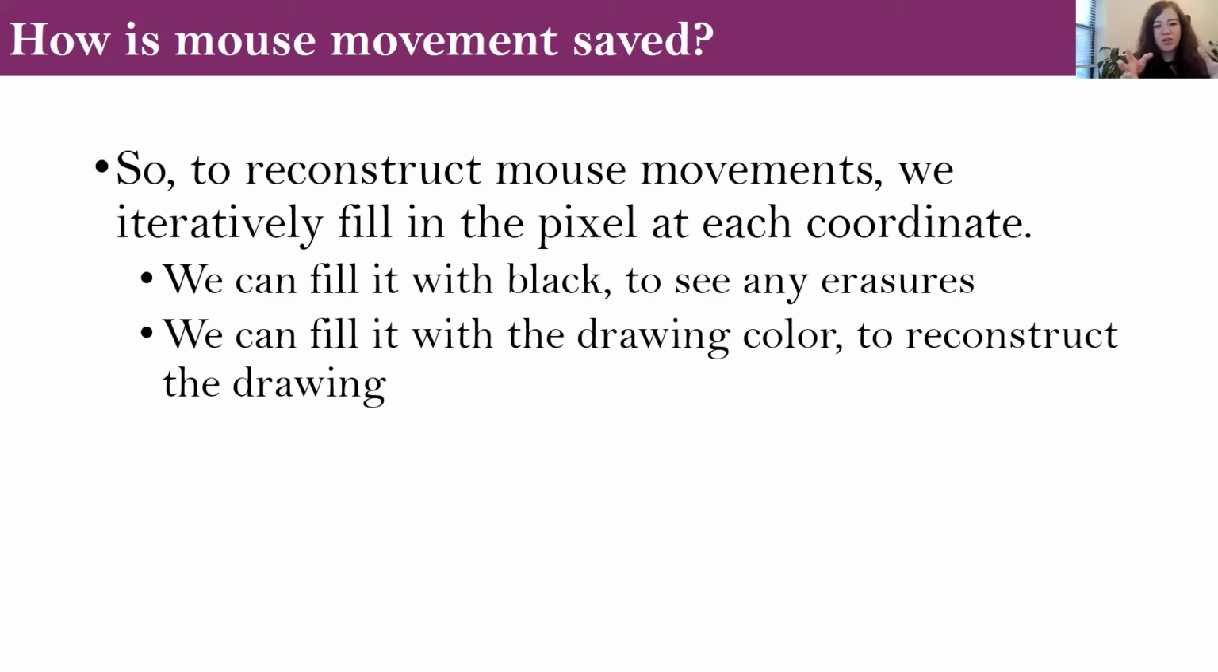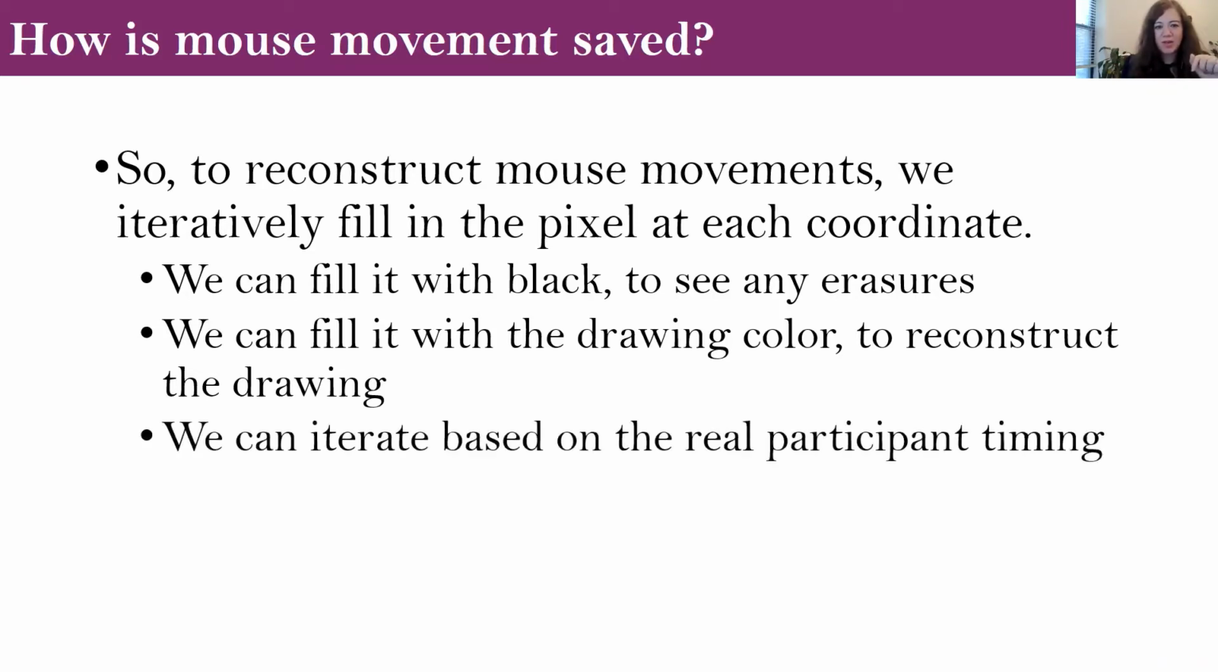Then when we reconstruct a video of someone's mouse movements, we can iterate in two different ways. We can iterate from coordinate to coordinate relatively rapidly or in sequence, or we can iterate through the coordinates based on the real participant timing. So we can say, draw this point here. Oh, then the participant took a break for 2 seconds, so let's wait for 2 seconds. Then they drew their next point here 2 seconds later, and then we can draw 2 seconds later, or we can do it immediately after if we don't care so much about the participant's real-time timing.